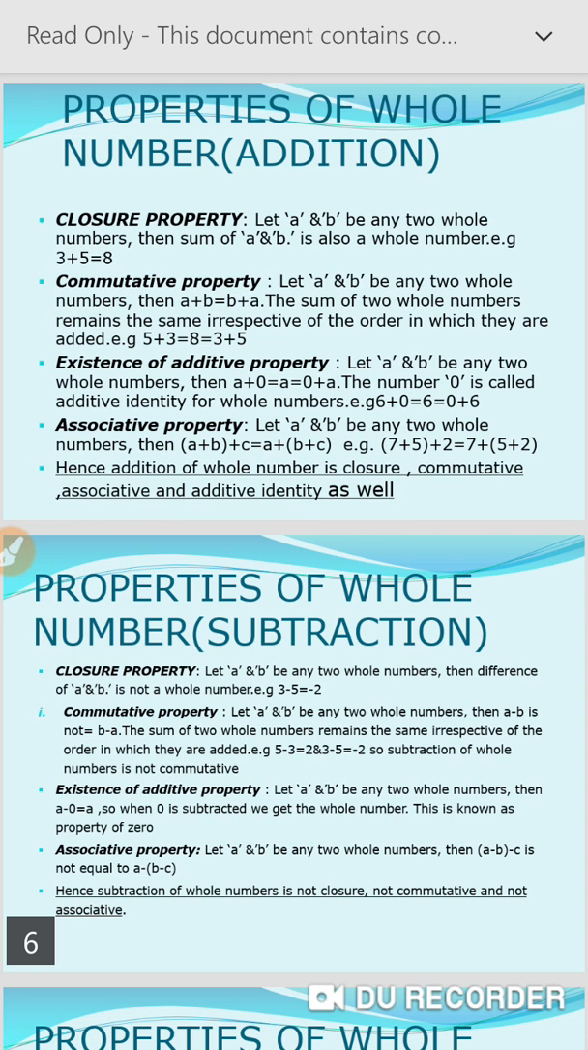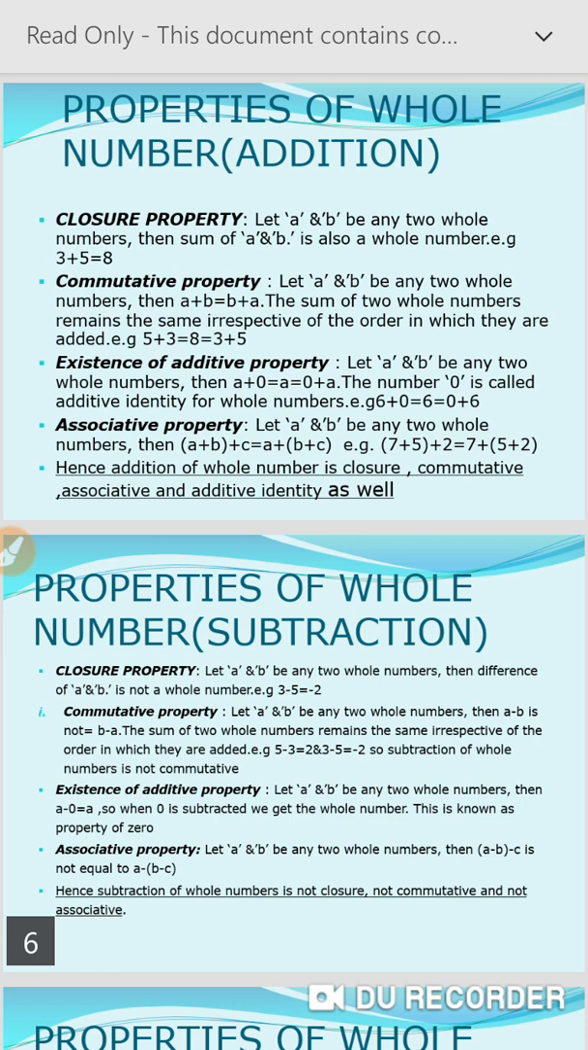Let a and b be any 2 whole numbers. What your closure property says, class, suppose you have 2 whole numbers, their addition will also be a whole number. Okay, it will not happen that their addition goes into negatives, fractions, or decimals. If you are adding 2 whole numbers, their addition will also be a whole number. Suppose I have a number 3, it is also whole, and 5, it is also whole. Their addition will also be a whole number, that is 8.